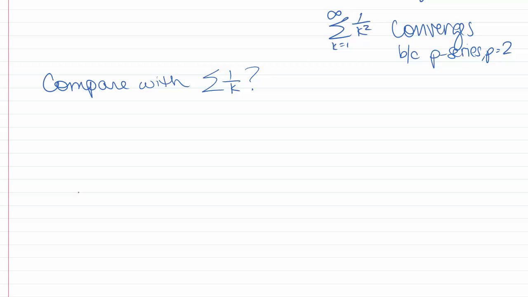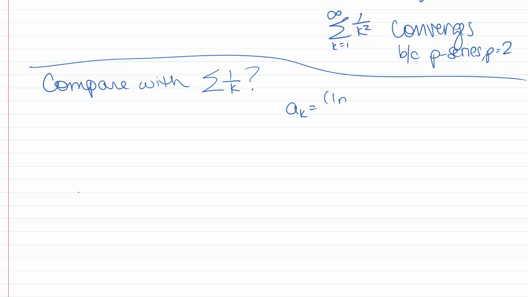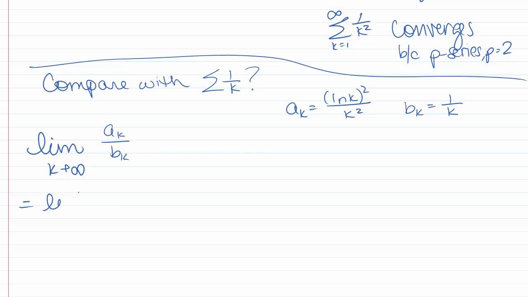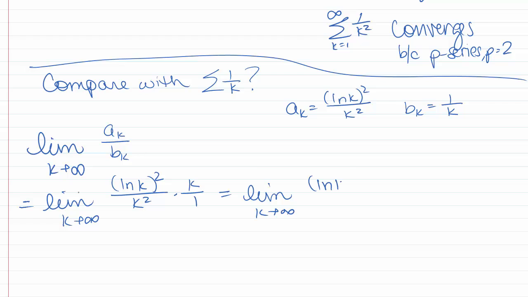So let's be formal about it again. Let's say that a sub k is natural log of k squared over k squared, and b sub k is 1 over k. And let's look at the limit as k goes to infinity of a sub k over b sub k, which is going to be the limit as k goes to infinity of natural log of k squared over k squared times k over 1. Well, now we can reduce one of those k's, so we're looking at the limit as k goes to infinity of natural log of k squared over k. And well, that's not as obvious what happens to that.